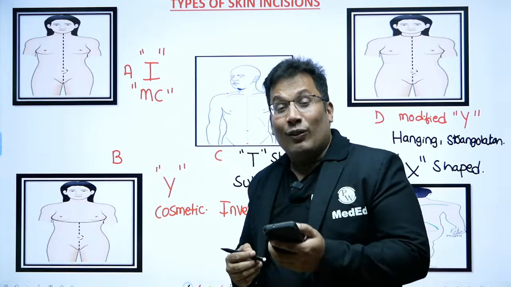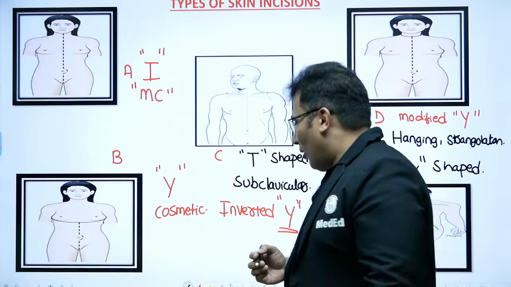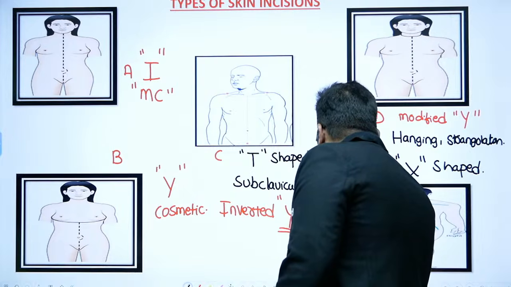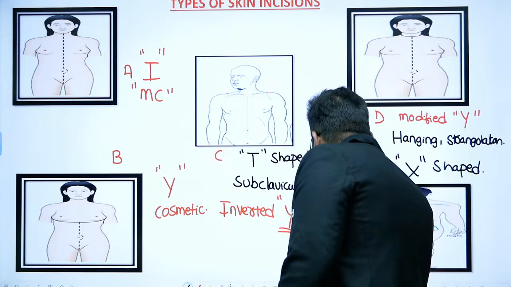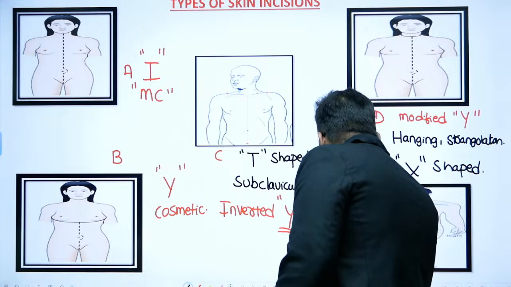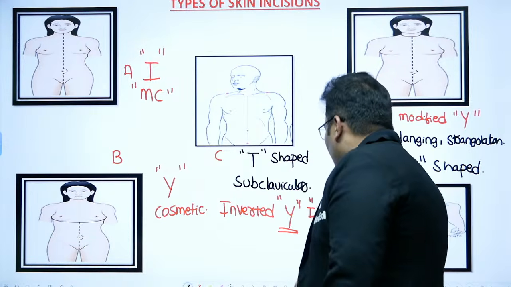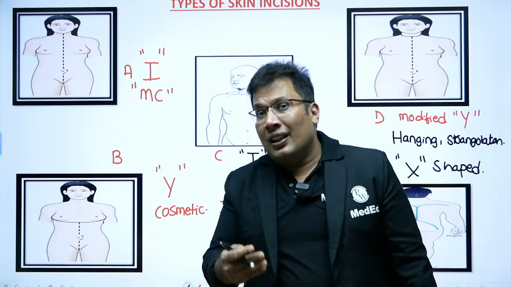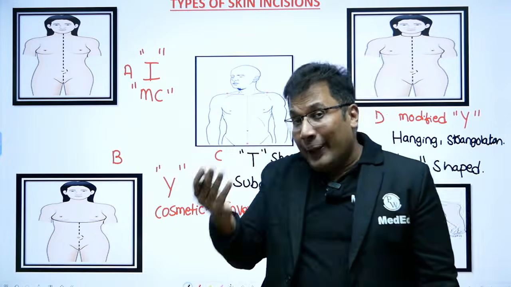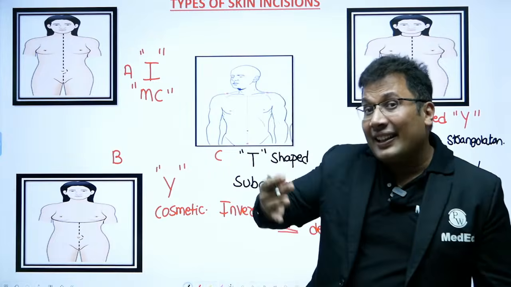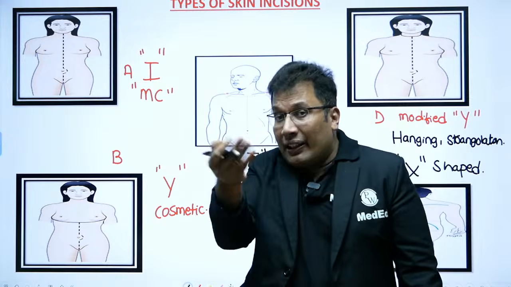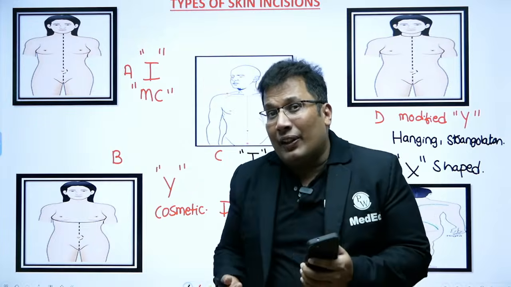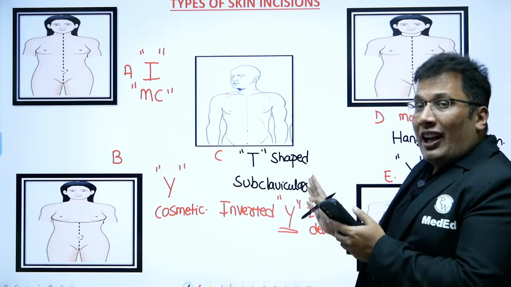Yes, very good. Inverted Y is normally done in case of infant death, or in case of stillbirth, or dead birth, or live birth. So in that case, to rule out the level of diaphragm, we open the abdomen first before the thoracic cavity. So that is known as inverted Y incision.